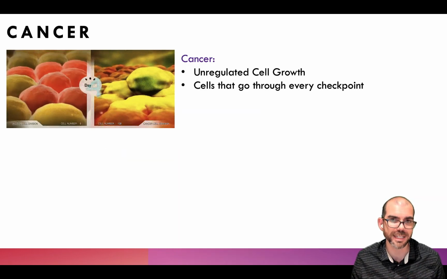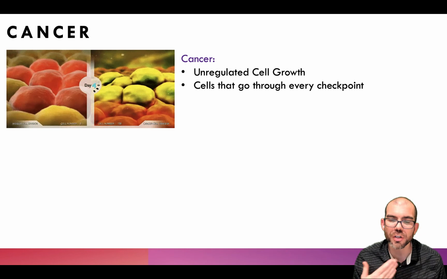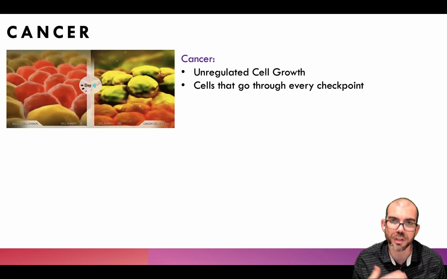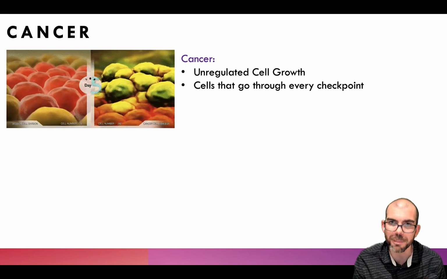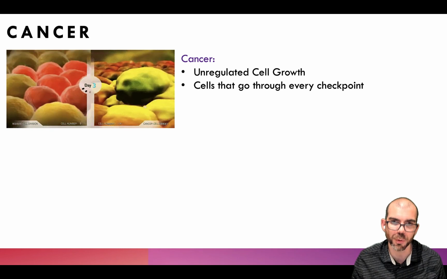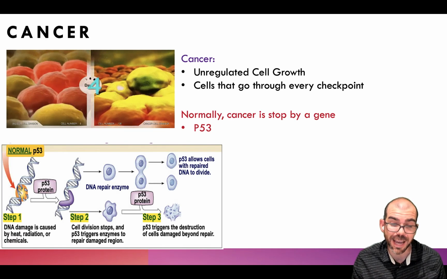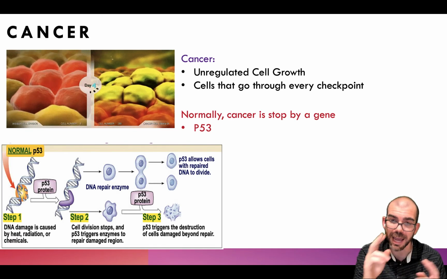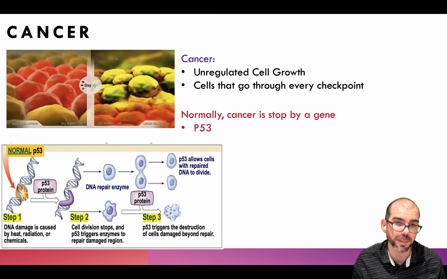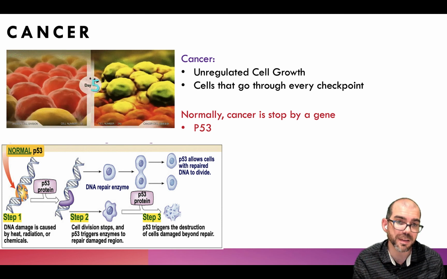So let's go back to cancer. Cancer is just unregulated cell growth. These are cells that are able to rapidly bypass through every cell checkpoint. Normally, cancer is stopped. We experience cancers in our body all the time. But there is a gene called P53.